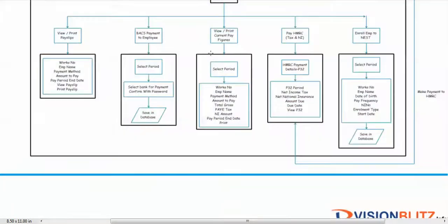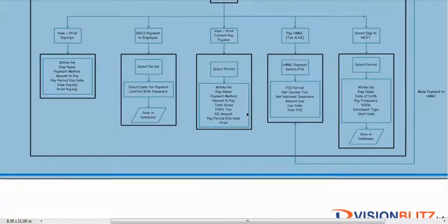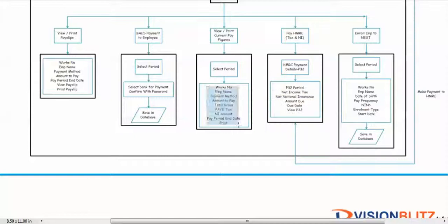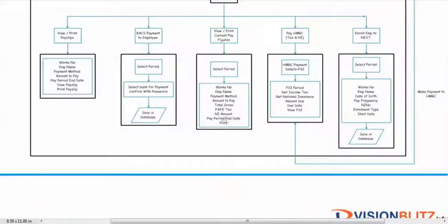So once we have selected the payment period, we will see a list of employees who have been paid the net salary. The fields present in that module are the works number of an employee, employee name, payment method, amount to pay, total gross payment, pay tax amount, national insurance amount, and pay period end date. In the same module we can print the same details also.